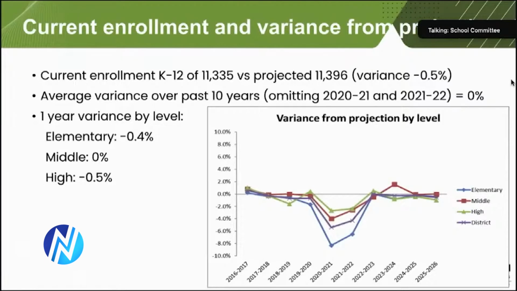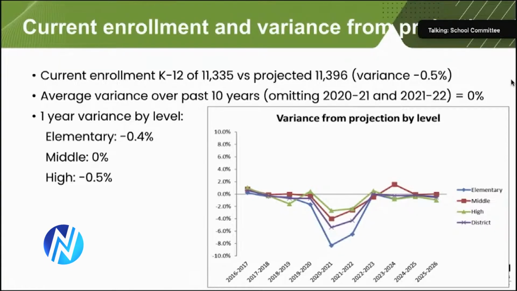All right, so shifting to what's happening this year with our current enrollment, the graph on this page is looking at the variance from projection, or our measure of error, by level. The blue line is the elementary school level, red is middle school, green is high school, and purple is the district. This is looking at the variance from projection since 2016 through the current school year.